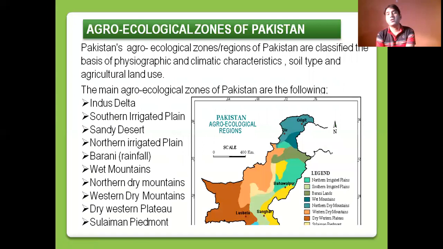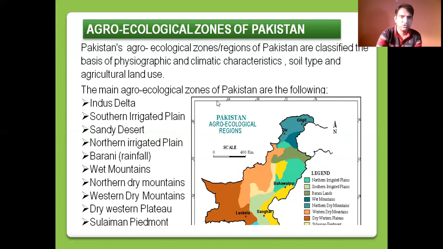Now we are coming to the agro-ecological zones of Pakistan. Pakistan's agro-ecological zones are classified on the basis of physiographic and climatic characters, soil type and agriculture load. I told you before, if you combine these together, it will make a particular type of agro-ecological zone. There are mainly 10 agro-ecological zones in Pakistan. But sometimes if you read different books, we have 12 agro-ecological zones, and sometimes you might find 10. So I opt for 10 agro-ecological zones of Pakistan.